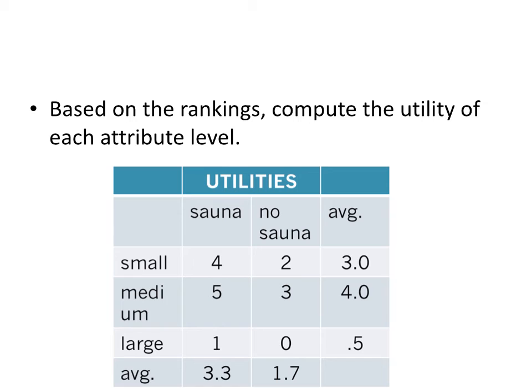This is the column on the right, the average score. And that's the average value for that attribute level. So you see that the average value of having small lockers is a 3. It's 4 in one instance and a 2 in the other. The average value for medium-sized lockers is a 4, and the average value for large lockers is 0.5. And then the average value of having a sauna is 3.33, and the average value for no sauna is 1.7.